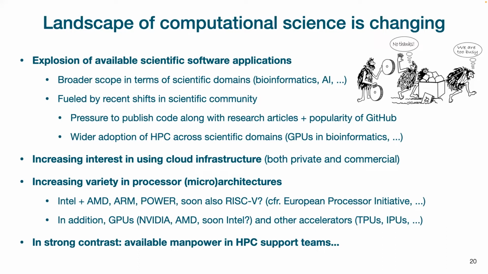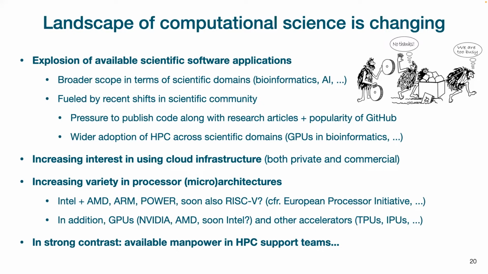Next to this, we also see increasing interest in cloud infrastructure, especially commercial cloud like AWS and Azure. That puts a bit of a challenge on the people who use this as well, because the software that they typically get on the HPC system is not just available in the commercial cloud. So somehow you need to bridge that gap and figure out how you can get your software available there as well. If you have the necessary expertise to build it yourself, that's fine, but lots of people don't have that, and that causes a bit of trouble.